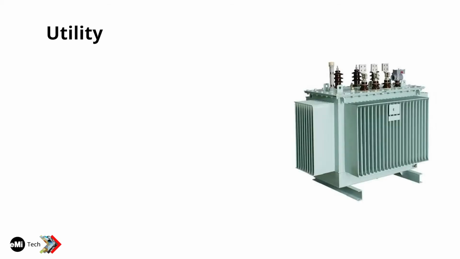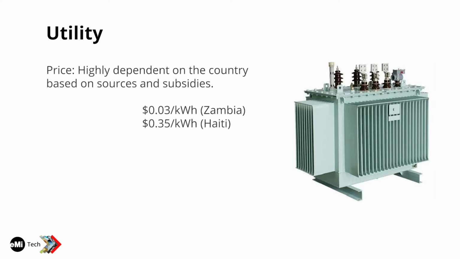So the first energy source I want to cover is the most common, the utility. The price on utility in the developing world is extremely variable. You'd think, okay, maybe it's low, maybe it's high, and it would be uniform, but it's not. We've got everything from, I went to Zambia and saw 3 cents a kilowatt hour, which is changing now. They're trying to increase their rates, all the way up to Haiti, which is 35 cents per kilowatt hour right now. And that really changes what sources you recommend.